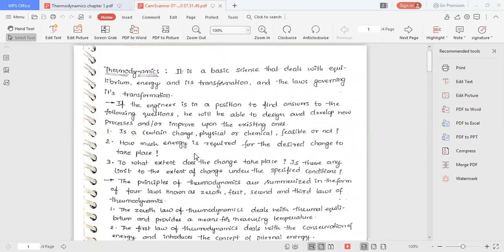And next, how much energy is required for the desired change to take place? Suppose I have used a fuel and air mixture, I need to run a bike. Running a bike is our desired change. So you have to analyze, if I have used diesel or petrol air mixture, will my car run or not? That is our question. Next, the last one: to what extent does the change take place? Is there any limit to the extent of change under the specified conditions?